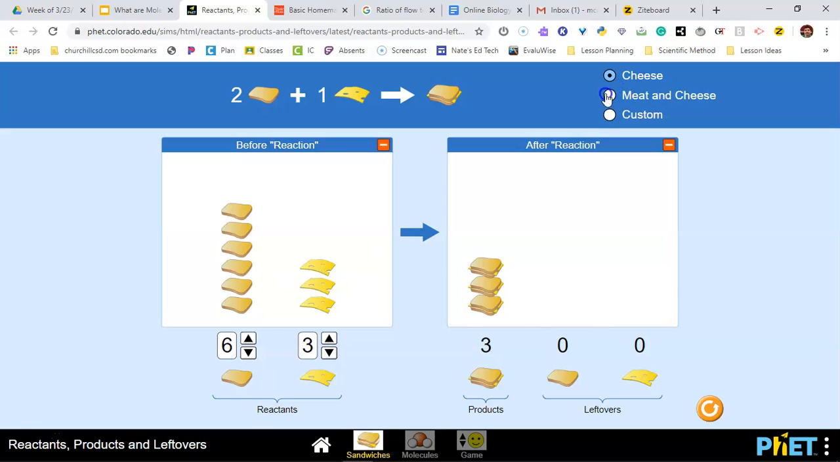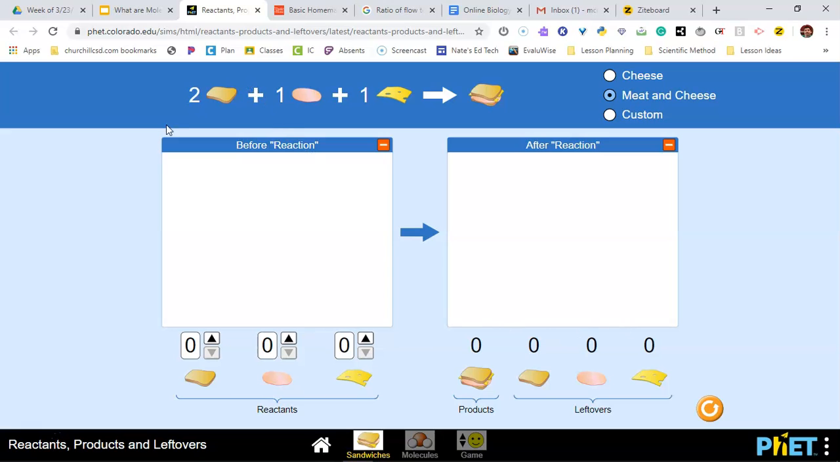Okay, so let's look at meat and cheese. All right, this has 3 things: 2 pieces of bread, 1 piece of meat, 1 piece of cheese. So if I have 2 pieces of bread, I don't make anything. If I have 2 pieces of bread and 1 piece of cheese, I don't make anything. All right, so you can see, when I hit the right ratio, 2, 1, 1, I get that meat and cheese sandwich. Okay, so hopefully you can see, if I do 3, 1, 1, right, I'm not making another sandwich. I can have 2 pieces of bread over here, but I'm still not making another sandwich because I need that 2 to 1 to 1 ratio.